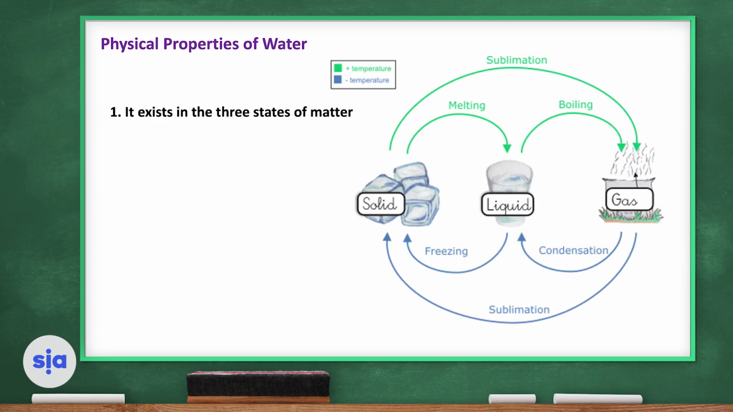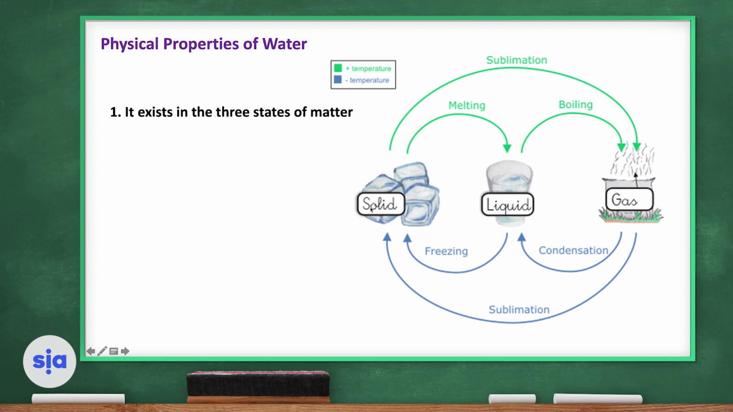Actually, water exists in the three states of matter. You can find it as solid in the form of ice cubes. You can find it as liquid water, which you drink. And you can find it as water vapor or steam in the form of a gas. So solid, liquid, gas. And each form can be changed to another one.